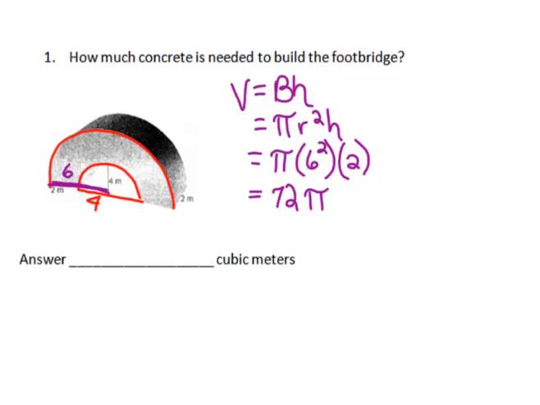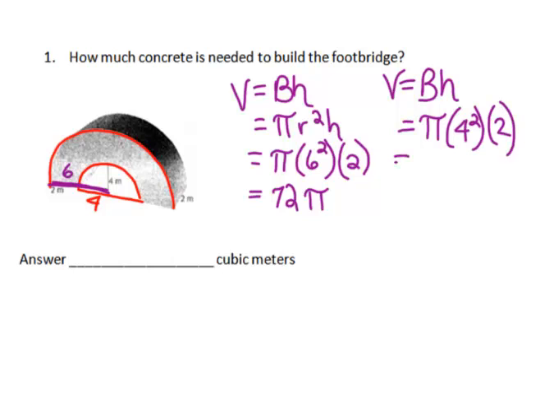Now I'm going to find the volume of the smaller cylinder, area of the base times the height, okay? The radius of the small cylinder is 4, so I have pi times 4 squared times the height, which is 2. 4 squared is 16 times 2, 32 pi.